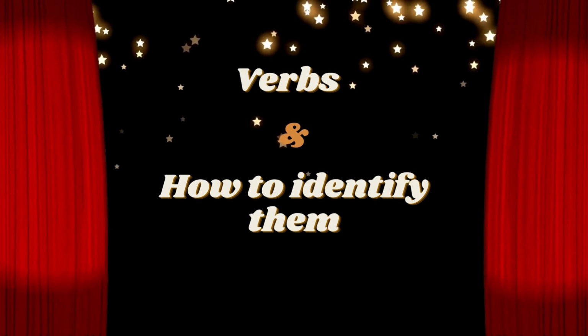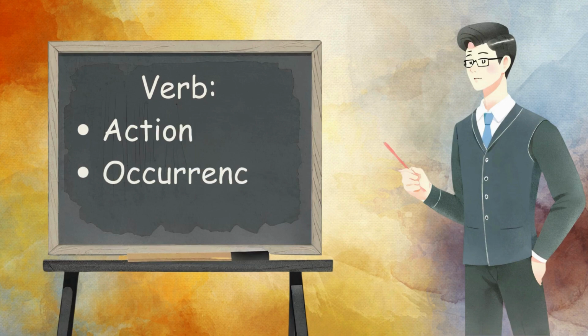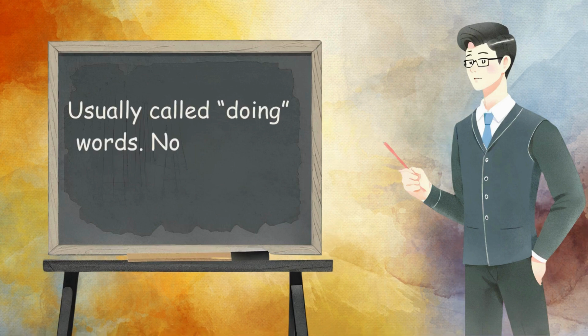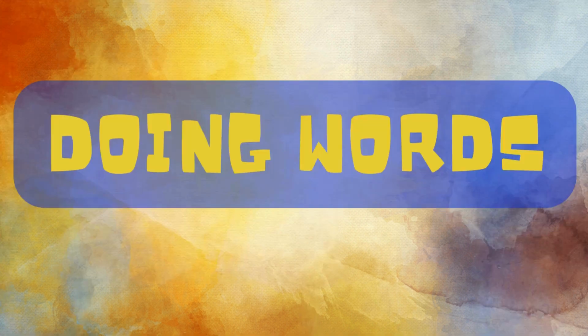Today's topic is verbs and how to identify them. Well, we can say that a verb is a word that describes an action, an occurrence or happening, and a state of being. We usually call verbs the doing words. And it's important to know that a sentence cannot exist without a verb. Verb, usually the doing word.